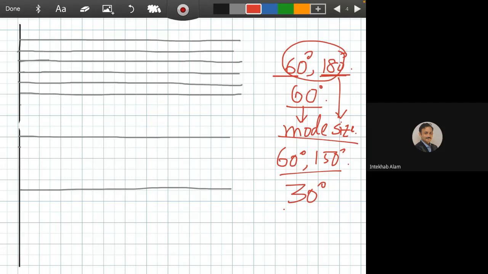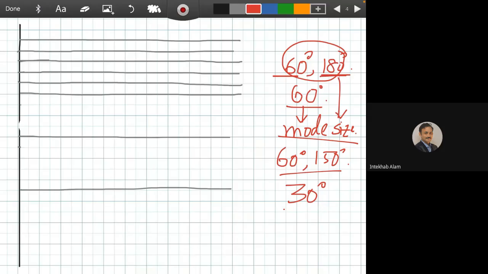So we can define the mode size by taking the greater common factor of the terms. So here 60 degree is fixed because it comes from 3 phase.